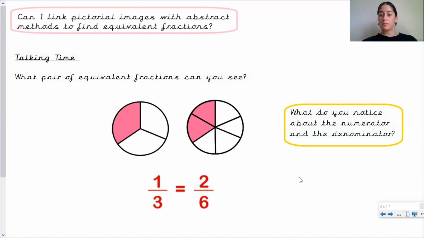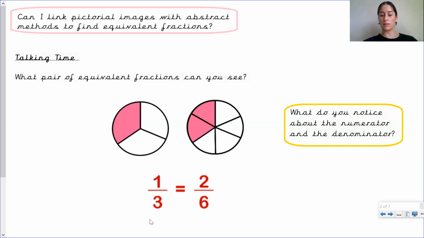Pause the video. What do you notice about the numerators and the denominators in the equivalent fractions? Okay, what did you notice? Let's look at the numerators. It was 1 and now it has become 2. So what's happened to it, do you think? Okay, either 1 has been added to this one to make it a 2, or it's been doubled, so it's been multiplied by 2. So either 1 plus 1 has given us 2, or 1 times 2.